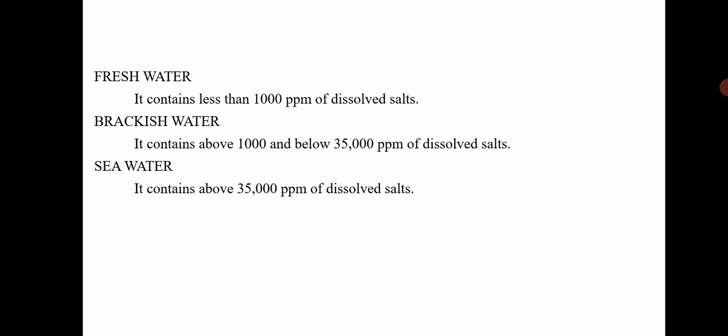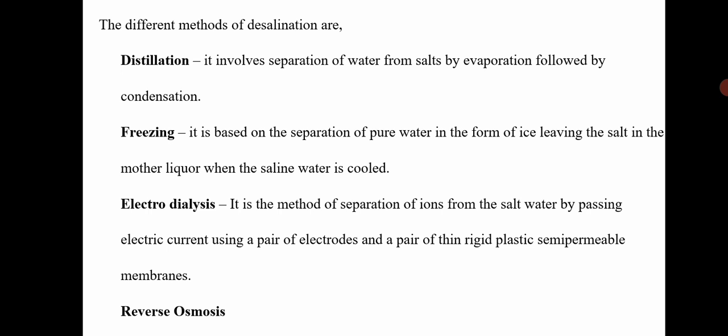We can easily convert seawater as well as brackish water into fresh water by means of the reverse osmosis technique as well as electrodialysis techniques. These are the methods used for the desalination process: desilting, freezing, electrodialysis as well as reverse osmosis. Desilting is the separation of water from salts by evaporation followed by condensation. Freezing is the separation of pure water in the form of ice, leaving the salt in the mother liquid when the saline water is cooled.